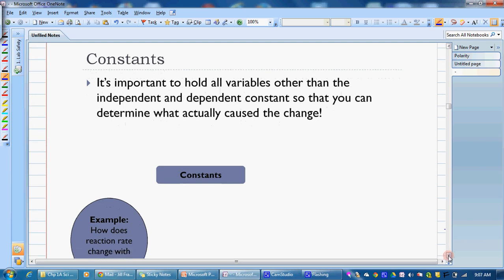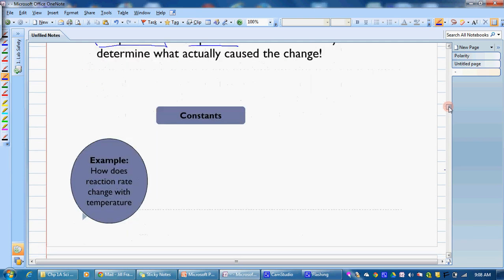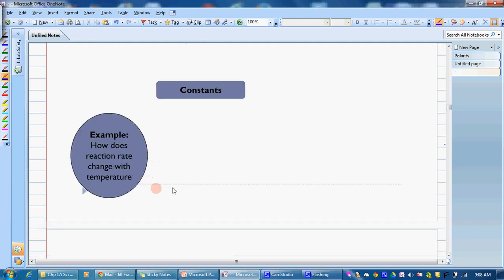Now, when we do an experiment, we know that we can only change one variable. We have to hold all our other variables constant. Okay. So the independent variable is what's going to be changing. The dependent is what we're going to measure. The rest have to be constant. So if we're talking about this experiment here, how does the reaction rate change with temperature? If we're using water, we have to use exactly the same amount of water every trial. We have to keep that constant. Okay, that's something that we cannot change.